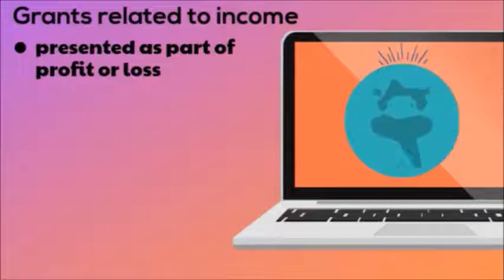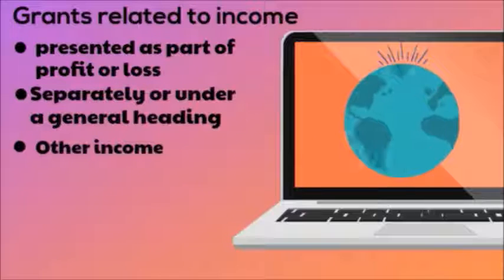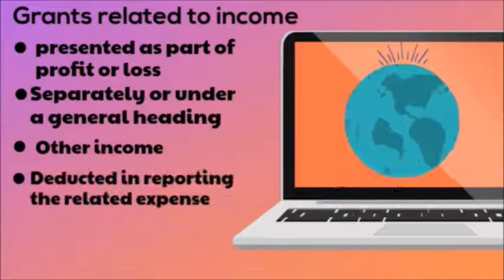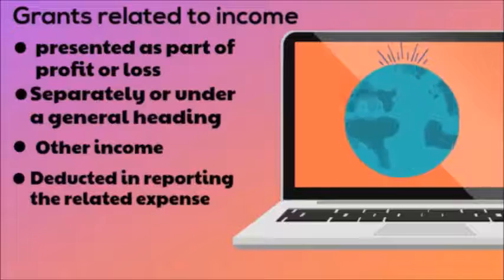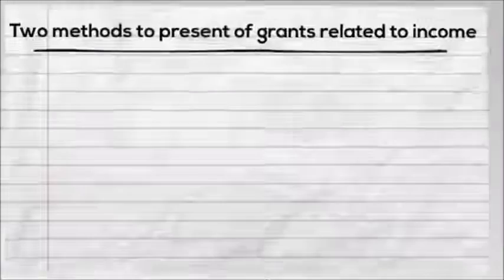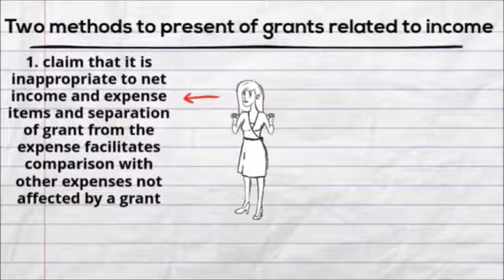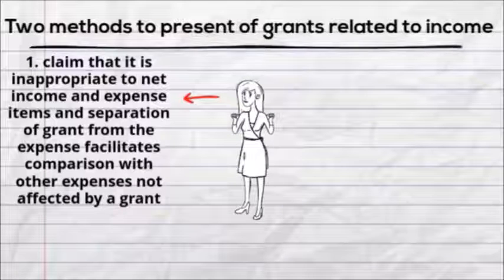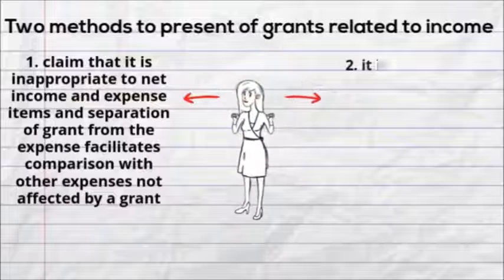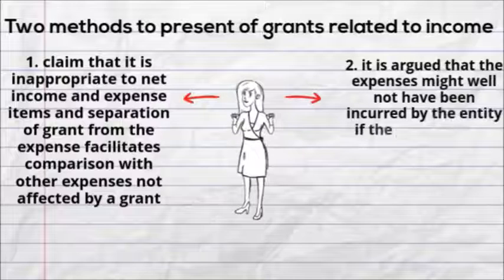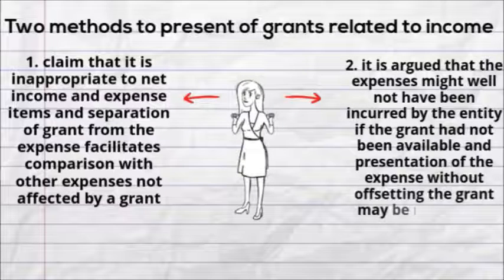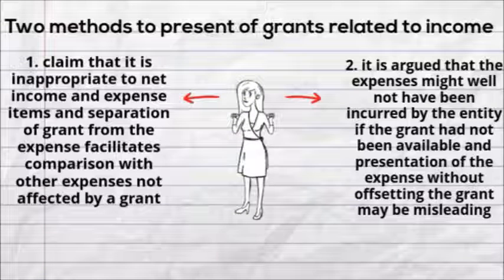Now, let us look at the grants related to income. It is presented as part of profit or loss, either separately or under a general heading such as other income. Alternatively, they are deducted in reporting the related expense. For the grant related to income, the first method claims that it is inappropriate to net income and expense items and that separation of the grant from the expense facilitates comparison with other expenses not affected by a grant. For the second method, it is argued that the expenses might well not have been incurred by the entity if the grant had not been available, and presentation of the expense without offsetting the grant may be misleading.